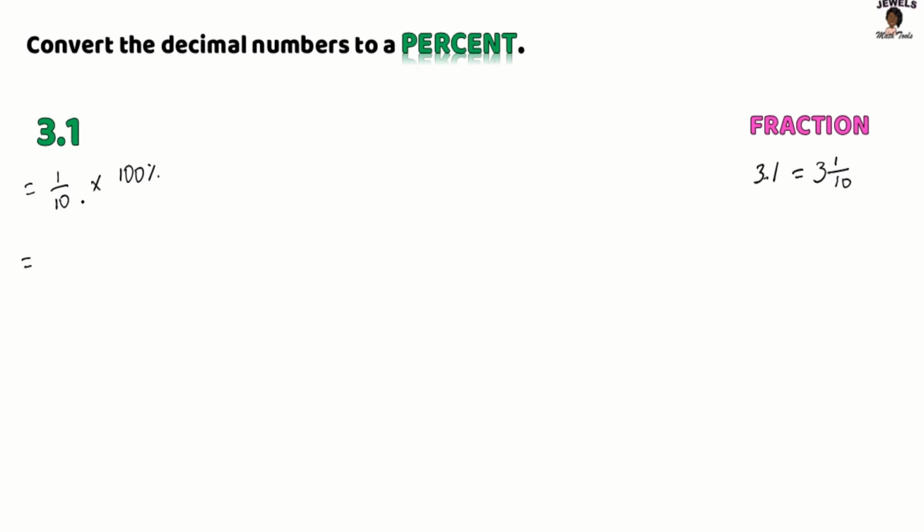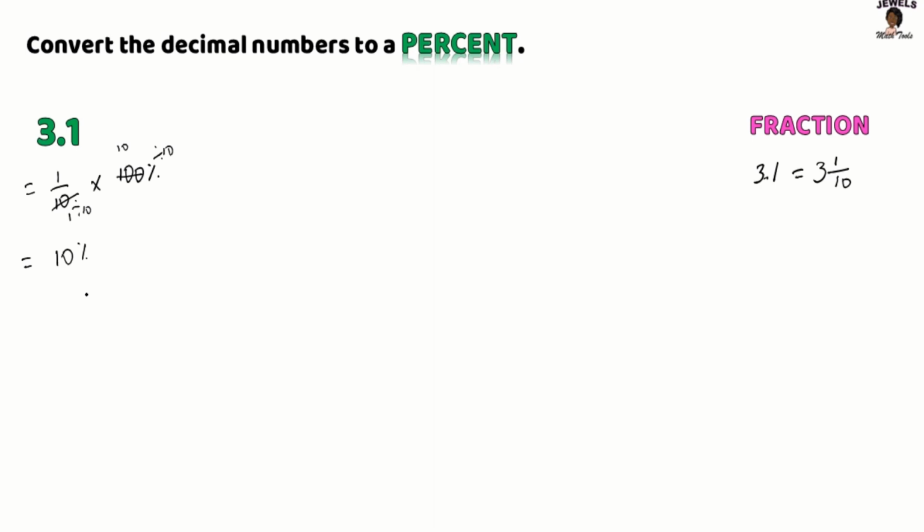And now I'm going to begin simplifying, and because I can divide 10 by 10 and I can divide 100 by 10, I will reduce my fraction into its simplest form. So I now have 1 times 10%, which is equal to 10%. So that's the fractional part of my number.